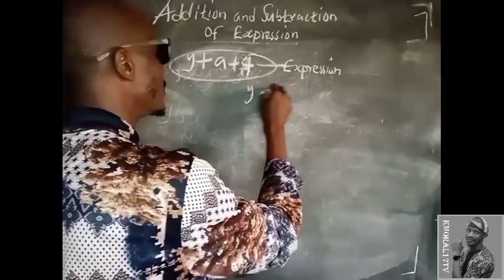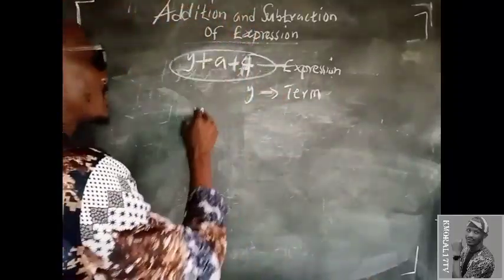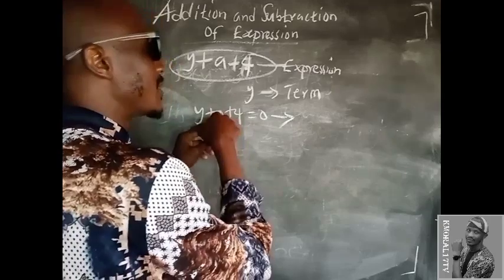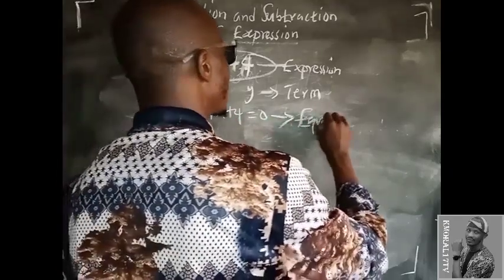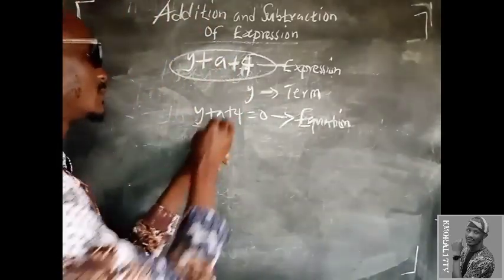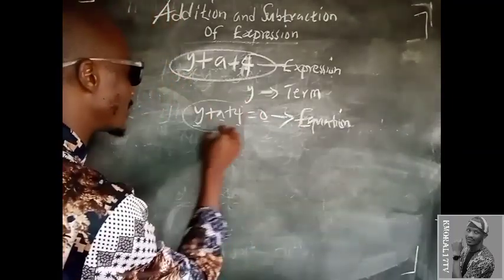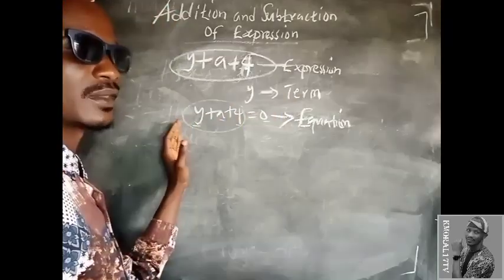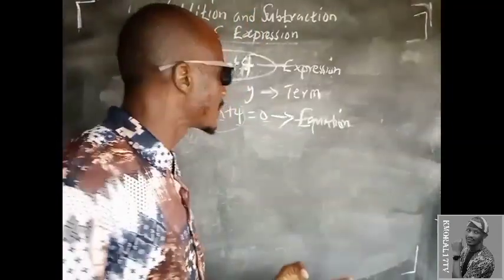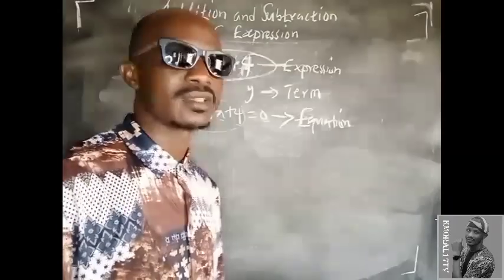And if you have y alone, y is just a term. So take note of this. By the time I say y plus a plus 4 equal to 0, this is not an expression or a term, but an equation. So you will be able to know that this is a term, this is a term, this is a term. We have 3 terms. Even 0 is a term. Everything here without equal to 0 is an expression, but everything equal to 0 is an equation.